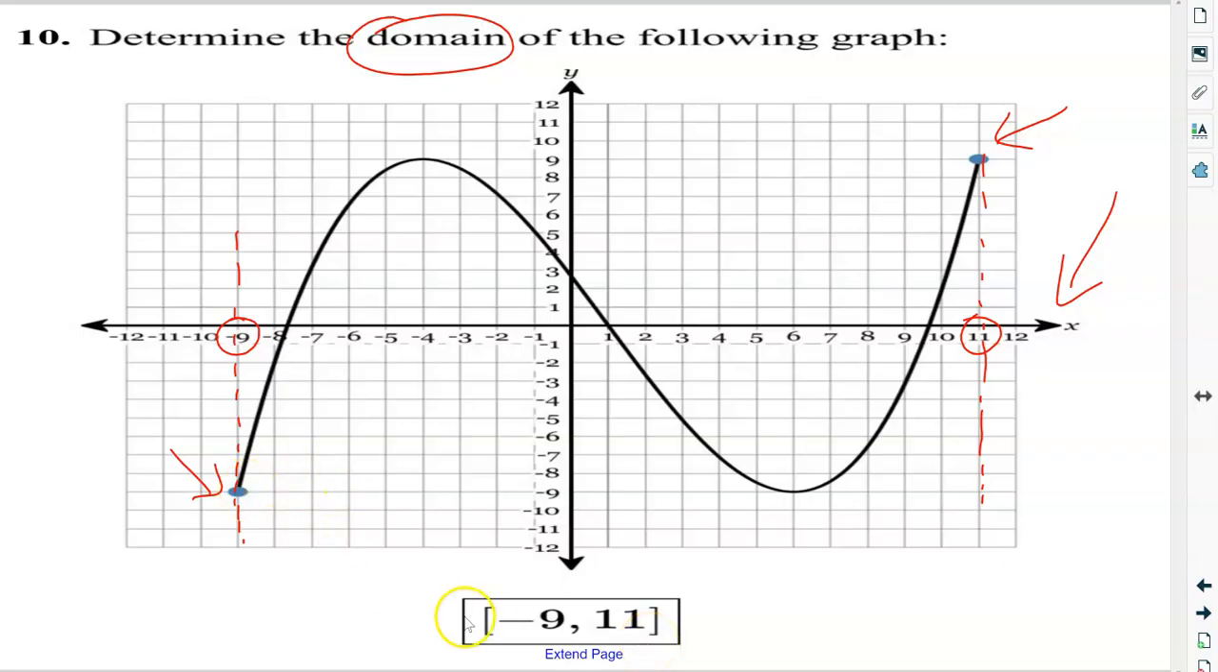Now if it's an open circle, you put parentheses. If it comes to, let's say, the top of this, if we're doing range, you're going to use the parentheses too. But if you come to a closed circle, put a bracket because it includes that number.